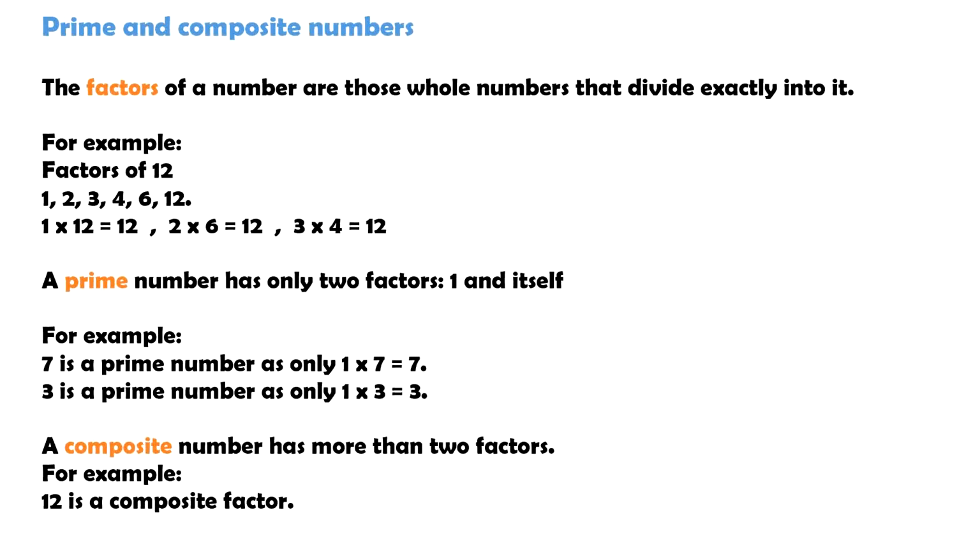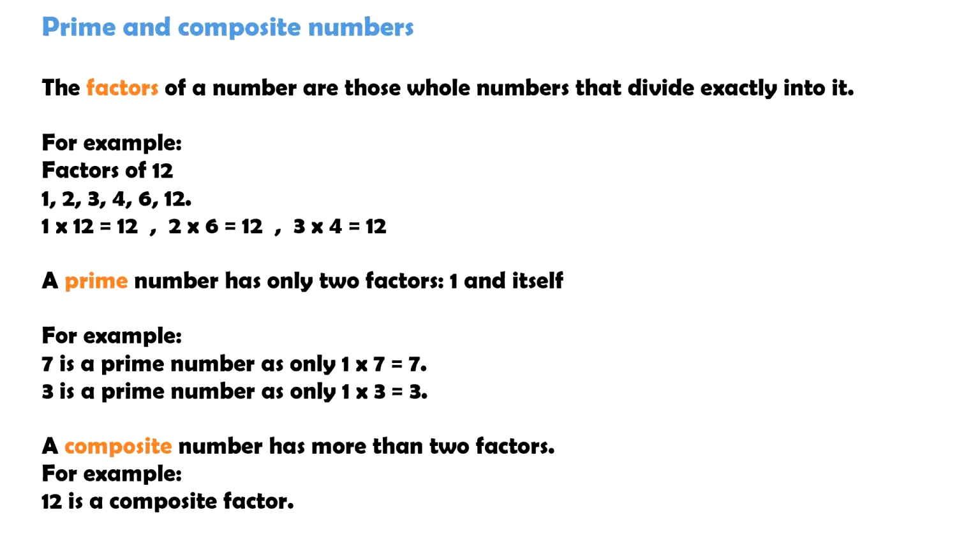In this video, we're covering prime and composite numbers. But before we begin, we're going to look at what factors of a number are. So the factors of a number are those whole numbers that divide exactly into it. Another way of saying this is that they are the numbers that, when multiplied together, equal that number. For example, the factors of 12 are 1, 2, 3, 4, 6, and 12.